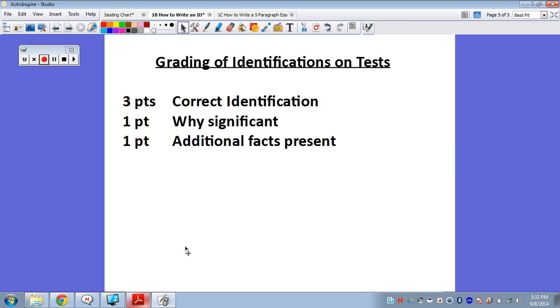You get another point for knowing why that person's significant, and then if you know any additional facts, that's another point. You get most of your credit just by simply recognizing the name. Okay? Biggest thing I got for you guys is you cannot leave these things blank on tests. They really, really, really hurt you if you do. Alright? And that's all for this video.